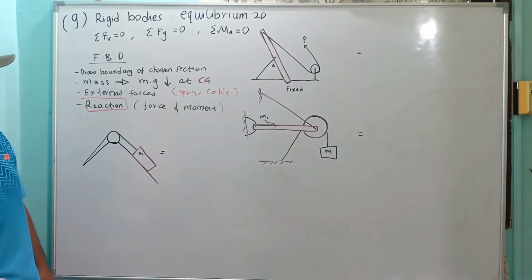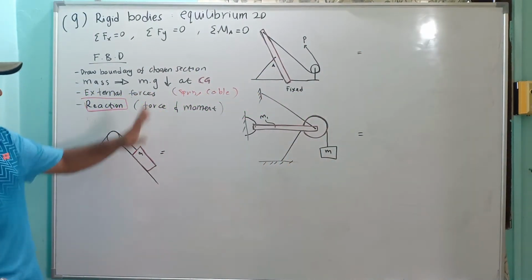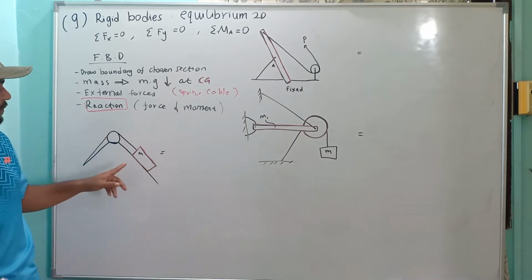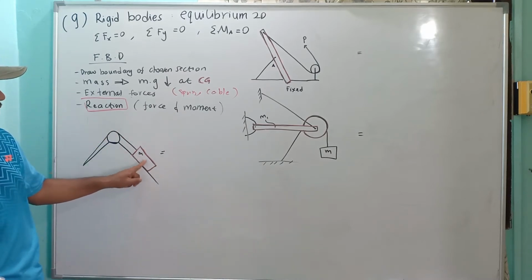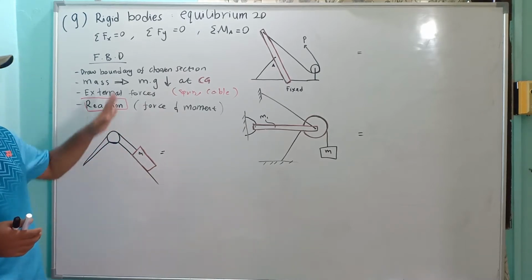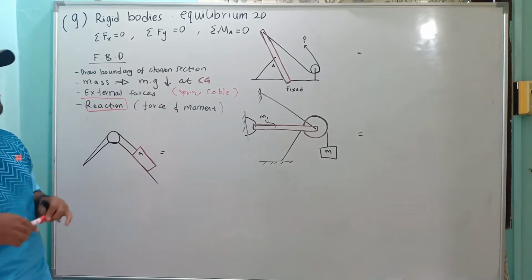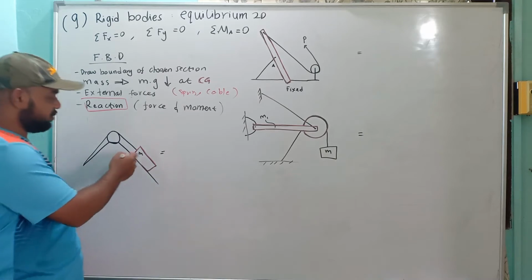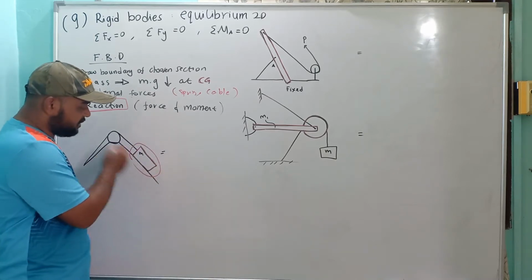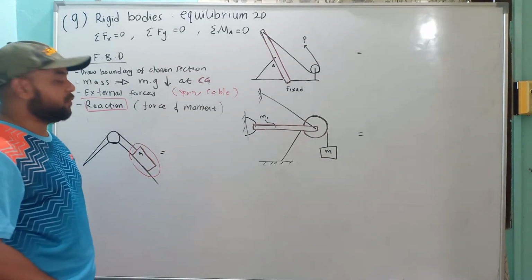Some free body diagrams. Okay, so we have three figures now. For the first one we want to draw this one. Just follow this simple step: draw the boundary of the chosen section. I'm taking this as the component that I want to draw.